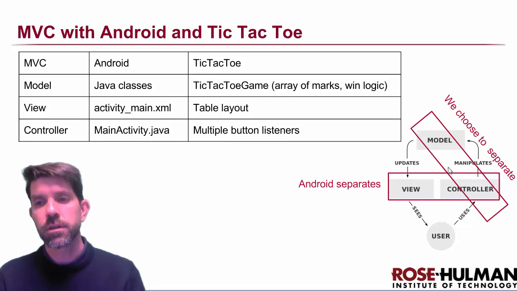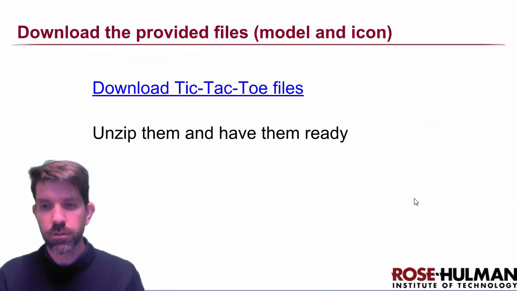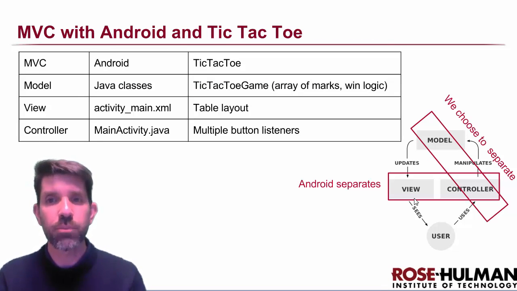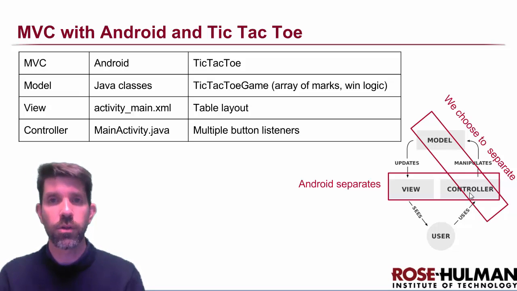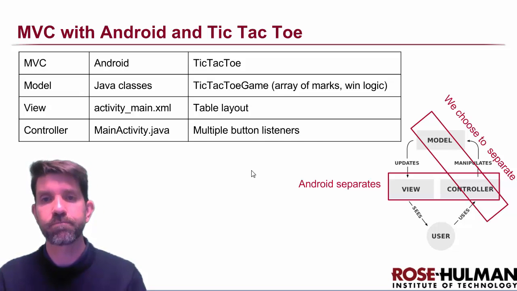Again, to recap here, Android will automatically give us a separation between the view and the controller if we let it. And we are going to choose in tic-tac-toe to separate out the model from the rest of the Java code. So these are both Java files. We're going to separate them out just based on the complexity, and we'll make that decision on a case-by-case basis for the different apps that we write. Most apps that are useful are going to need the separation because things are going to be complex enough.